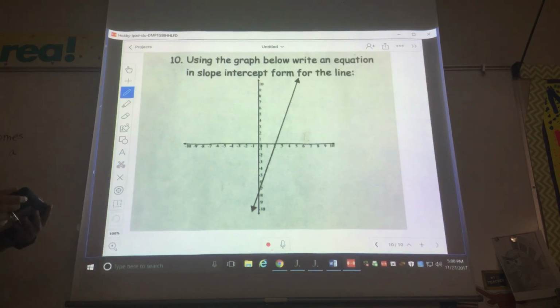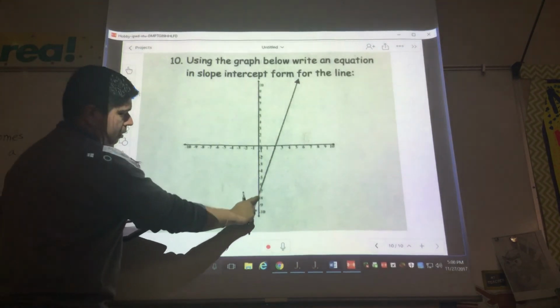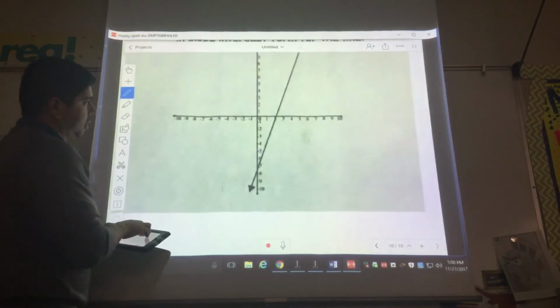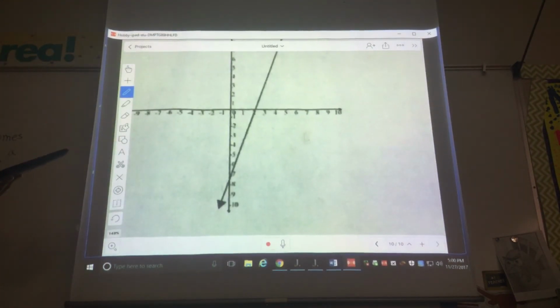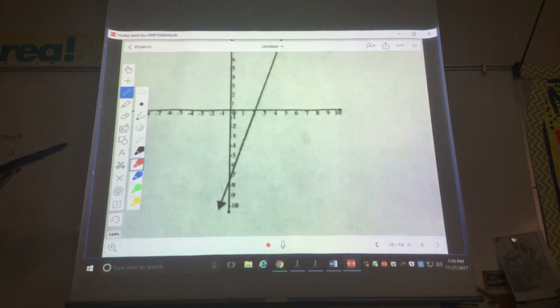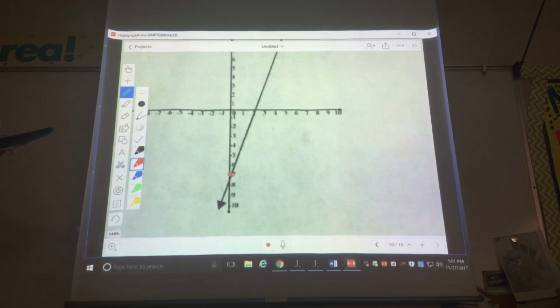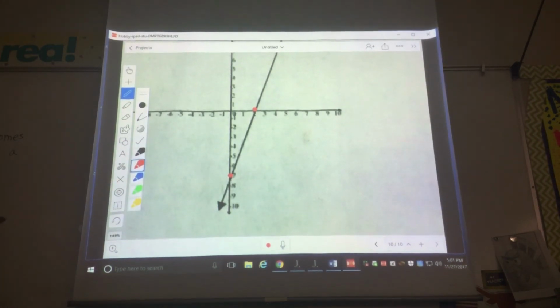So, using the graph below, write an equation in slope-intercept form for the line. Okay, so I know this is kind of hard. There's no lines here really, and I know it's hard to see where this thing crosses. But what we talked about me and Mr. Parent, is we are going to put a point there on the -7 and then here on the 2. Okay, that's good.